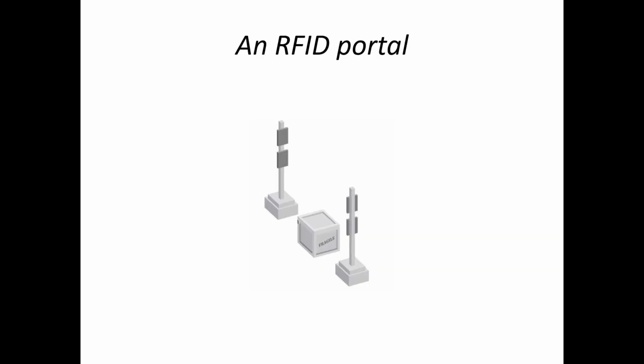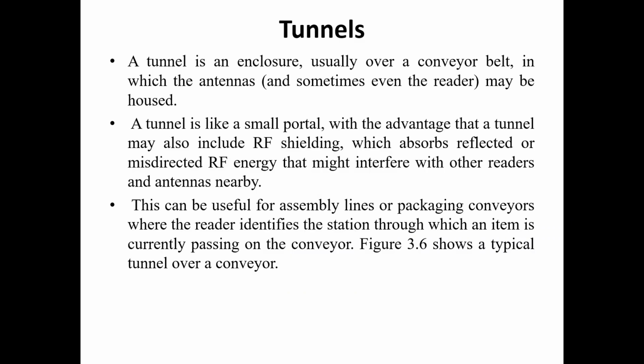So this is an RFID portal. How it works: as tagged items pass through the portal, antennas on both sides read the tags. The application is warehouse shipping and receiving, and inventory movement tracking. For example, the layout is antennas placed on the left and right side of the dock door, sometimes on top, to ensure 360-degree coverage.